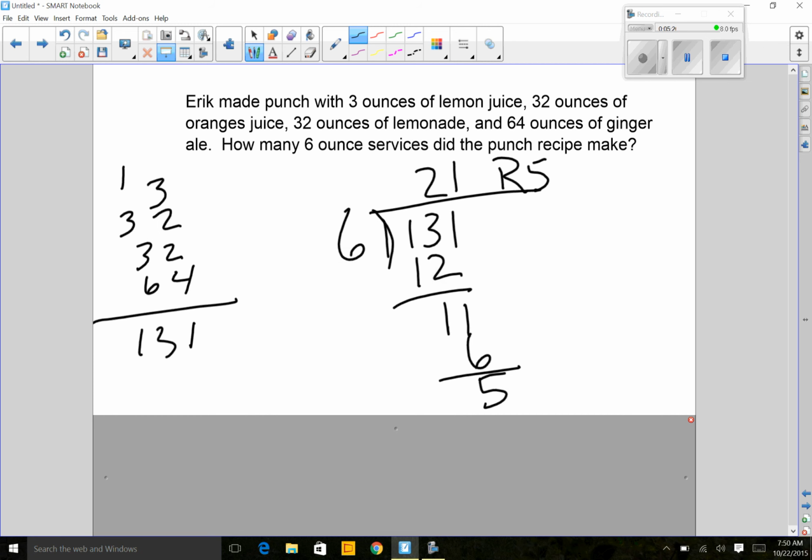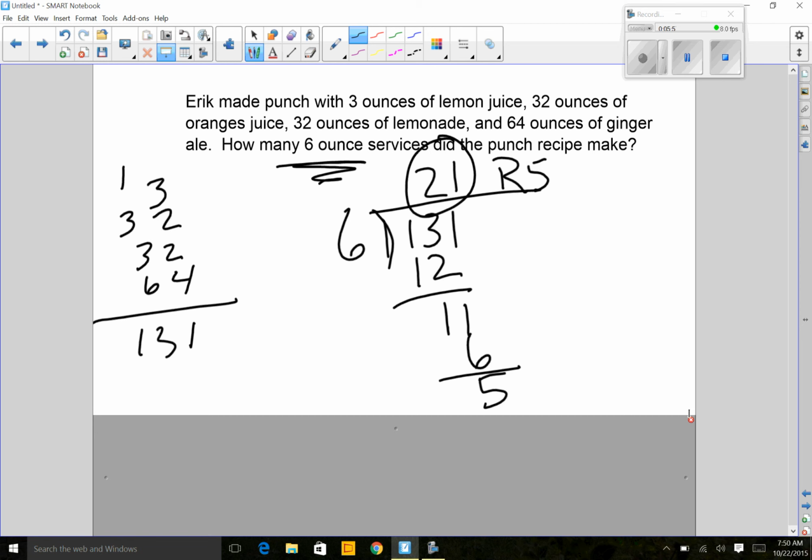So now, what does my 5 mean? It means the same thing. I've got 5 ounces of liquid left over. So I can have 21 whole 6-ounce servings, and I've got 5 ounces left over. But I can't make a whole one. I want to know how many 6-ounce servings I have. So I can't use that 5 ounces of punch to make an extra serving. So I can only have 21 full servings. Then I'm going to have 1 glass with 5 ounces of punch in it.